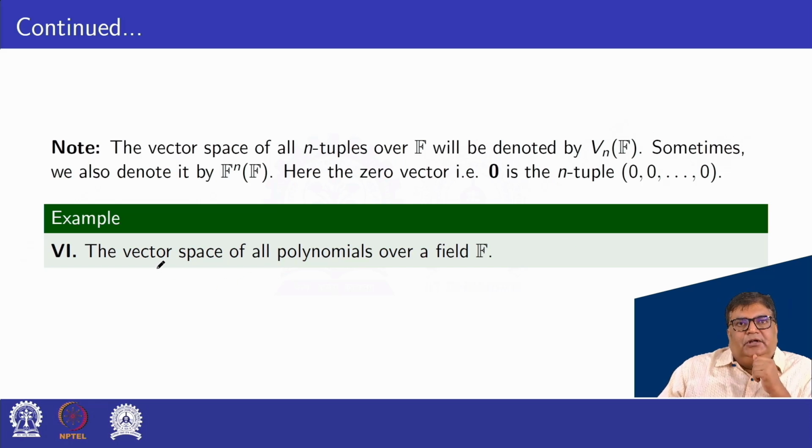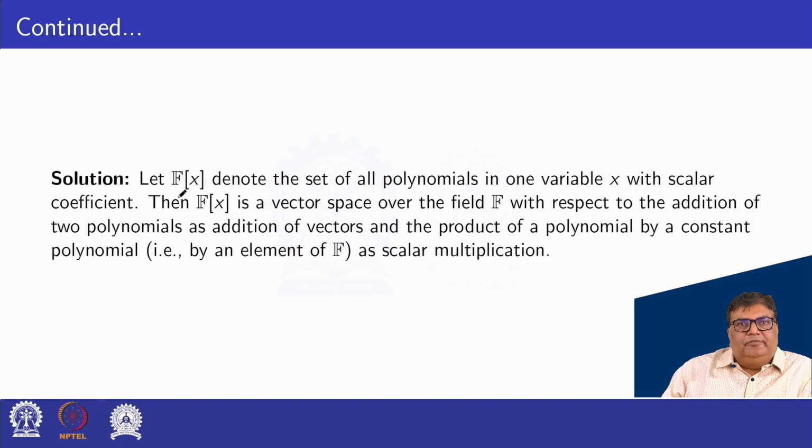Next example: the vector space of all polynomials over a field F. Explanation: let F[x] denote the set of all polynomials in one variable x with scalar coefficients. Then F[x] is a vector space over the field F with respect to the addition of two polynomials and the product of a polynomial by a constant polynomial as scalar multiplication.